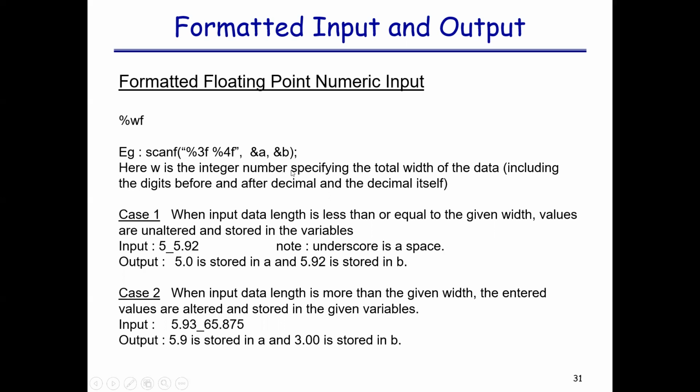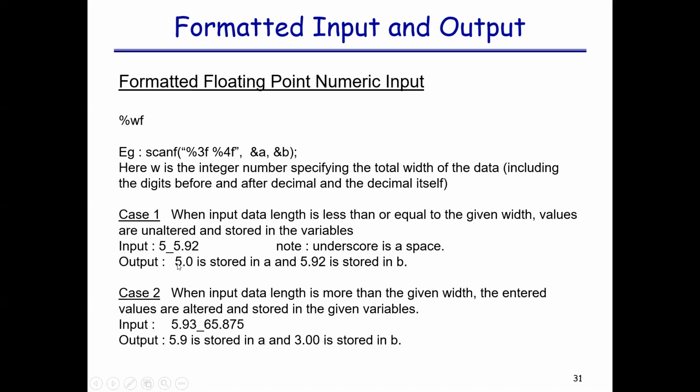Here W is the integer number specifying the total width of the data, including the digits before and after the decimal and the decimal itself. Now, what is the case one? Just I'm explaining. Suppose when input data length is less than or equal to the given width, values are unaltered and stored in the variable. Means there is no change. Example, suppose user enters for the A only 5 and user enters for the B data 5.92. Now you tell me, in case of the 5, what happens?